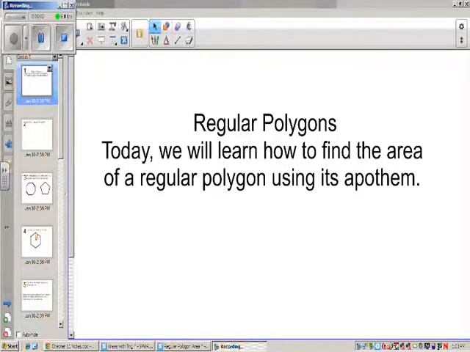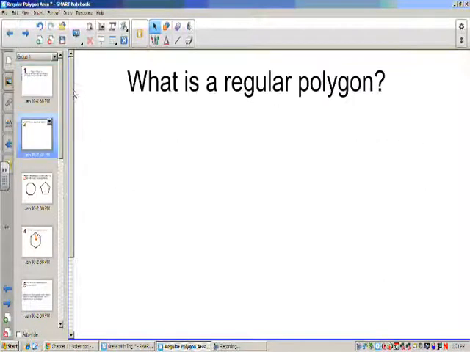Hello, today we are going to learn how to find the area of regular polygons, and we will do this using its apothem. Now first we have to think about what is a regular polygon.